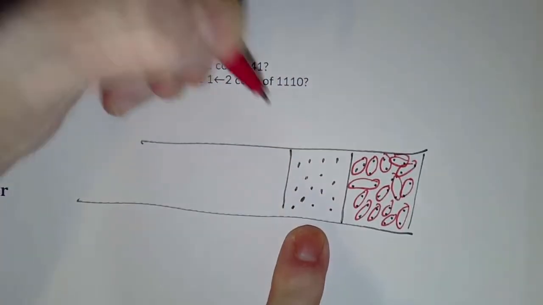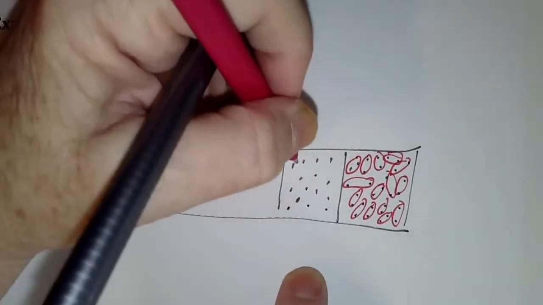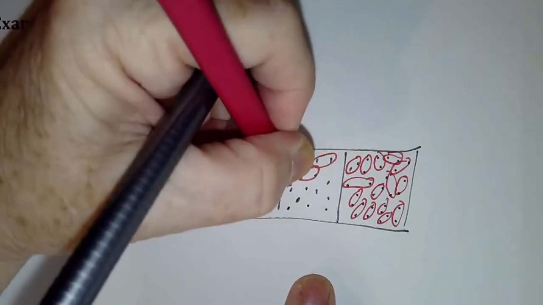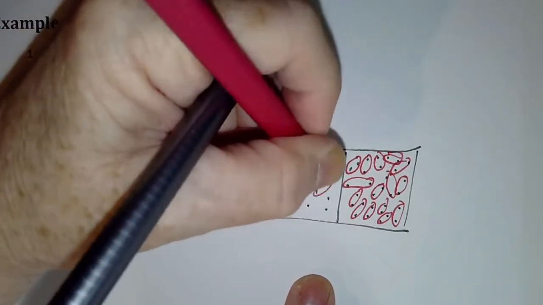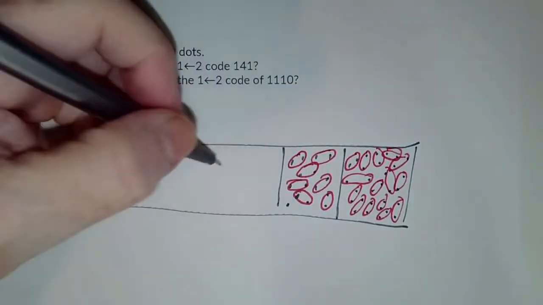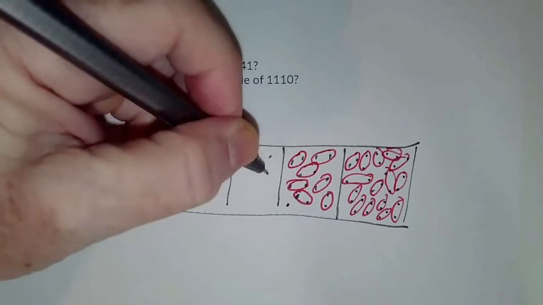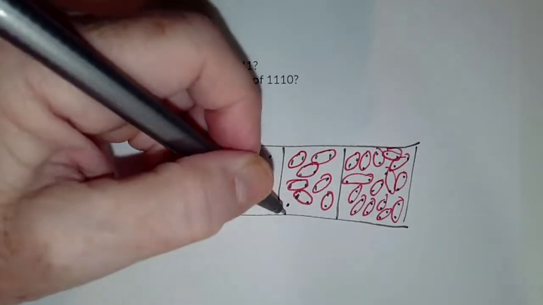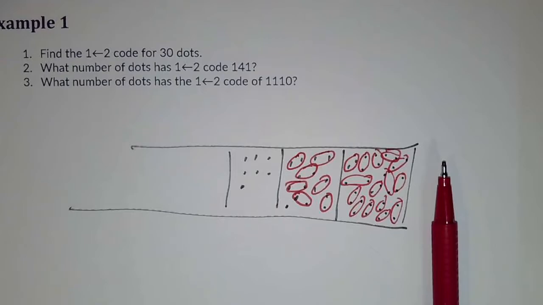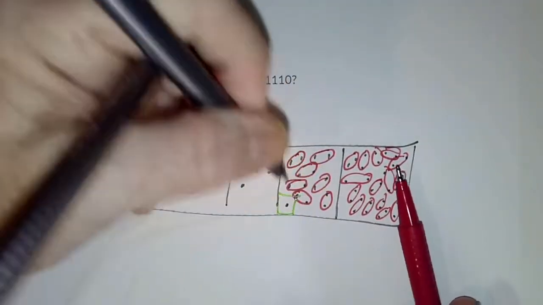Now I've got an odd number of dots. I've got 15 dots. So we have 7 explosions, 1 through 7. And we have 1 dot left over. Let's see. 1 dot.